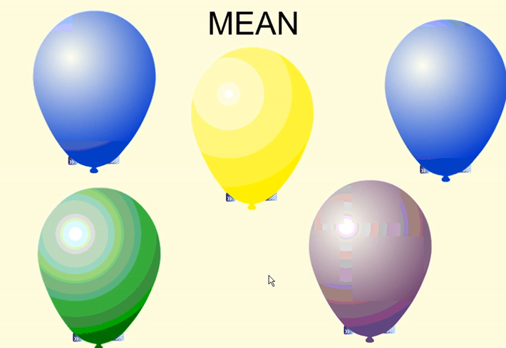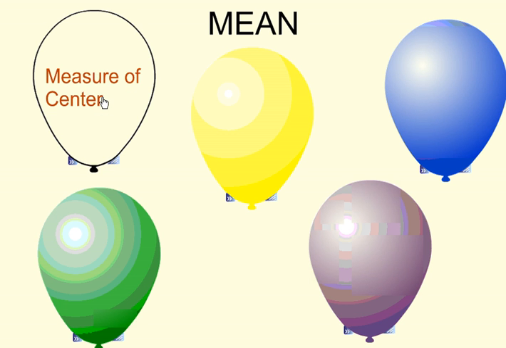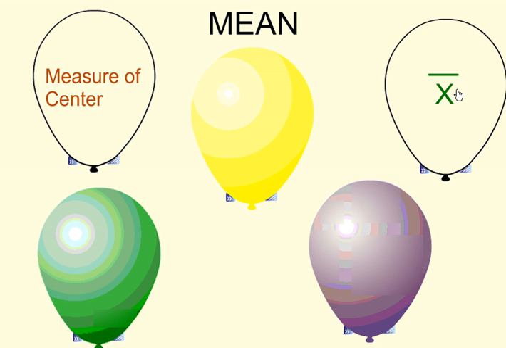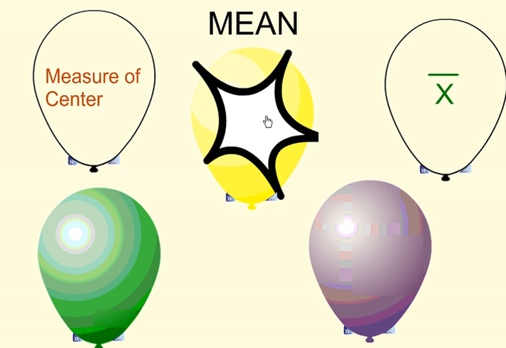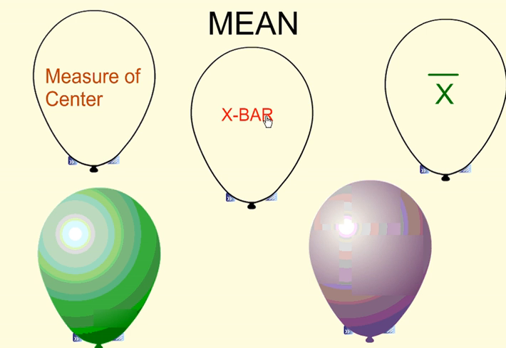This podcast is about mean. What should we know about mean? The mean is a way to measure the center of a group of numbers or your distribution. The symbol for mean is an X with a line above it, and we say it is X bar.